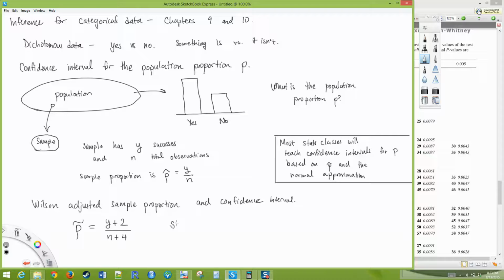Our standard error for the Wilson adjusted sample proportion is the square root of p tilde times 1 minus p tilde over n plus 4. I can write a little subscript, standard error of p tilde, saying as such.